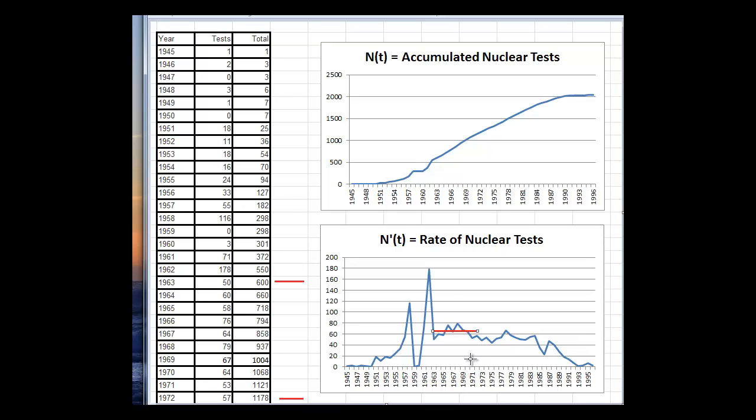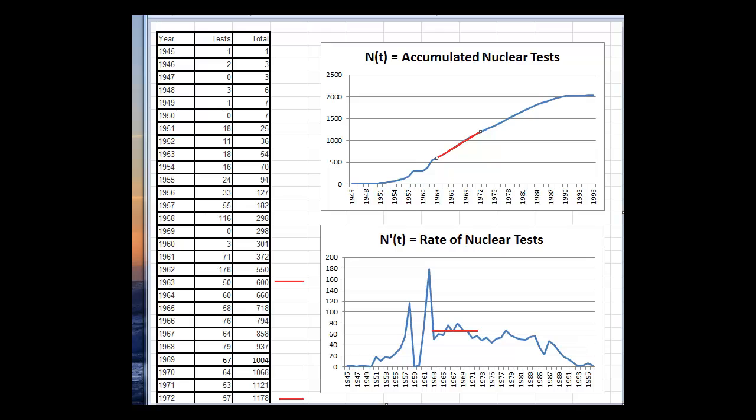But if we're looking at the accumulation graph, the rate of change looks a little different. This is a familiar problem from college algebra. 1963 to 1972 traces out a span on the graph that looks roughly like that. The rate between 1963 and 1972 is the slope of that line. So the slope of this line is the same as the height of the bar on the graph below. So this is two ways of looking at the average rate.